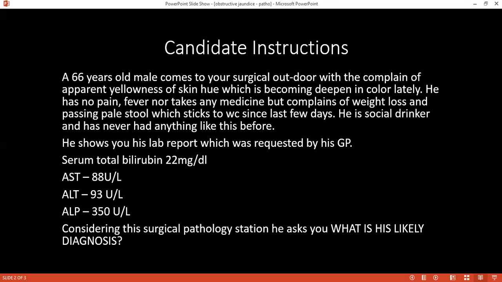Right, so if you have read and understood, considering this surgical pathology station, kindly tell me what would be the provisional diagnosis of this patient? Actually, I don't know. Okay, pancreas cancer, head of the pancreas. Why do you think so? Because the patient has jaundice and also weight loss.